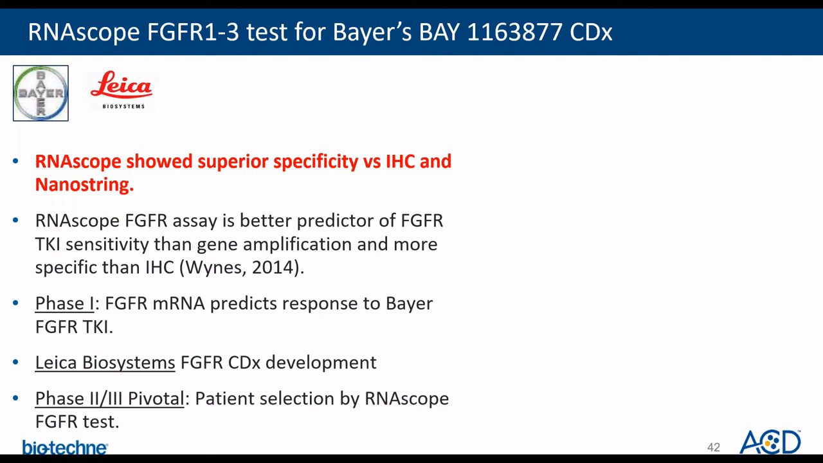Based on these results, Bayer chose FGFR mRNA assay as a basis of enrollment of patients in their phase 1 clinical trial. And the positive results in that phase 1 clinical trial led them to partner with Leica Biosystems to have FGFR companion diagnostic assay development based on the RNAscope technology. RNAscope was then used for patient selection in pivotal phase 2 and phase 3 clinical trials.